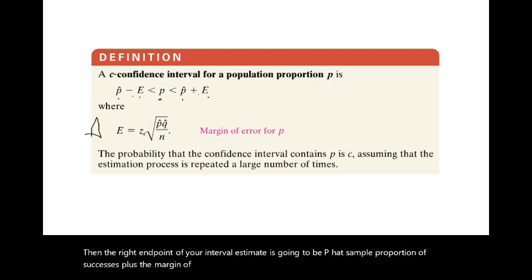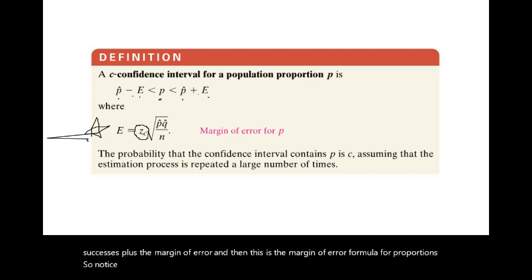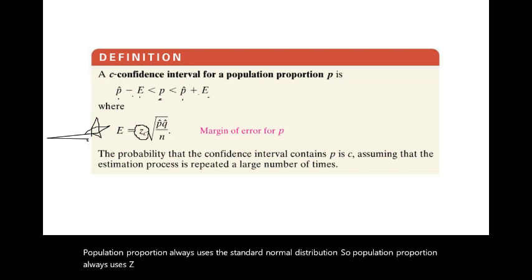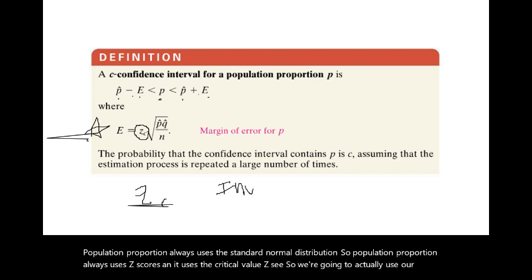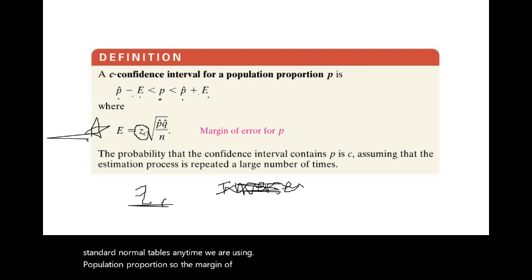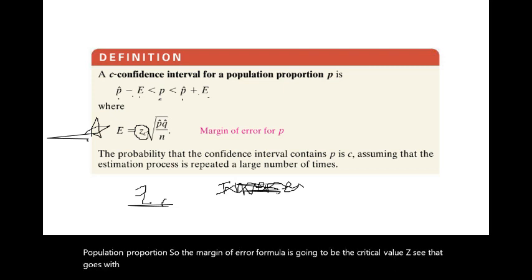And then, yeah, this is the margin of error formula for proportions. So notice we're using z-scores again. Population proportion always uses the standard normal distribution. So population proportion always uses z-scores, and it uses the critical value zc. So we're going to actually use our inverse standard normal tables anytime we are using population proportion. So the margin of error formula is going to be the critical value zc that goes with your level of confidence times the square root of p hat times q hat all over n. And remember, this entire fraction is underneath the square root.